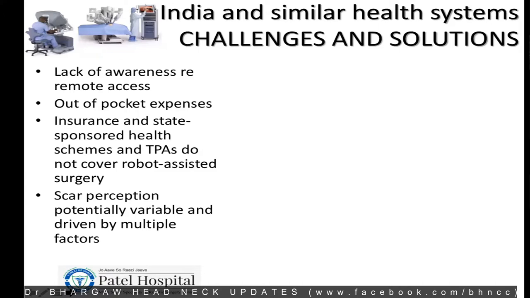So yes, if a 30-year-old female is not getting her thyroid surgery done for a nodule simply because she's concerned about a scar in the neck, and she thinks that we are trading one inferior cosmetic outcome for another, it makes sense to offer remote access to her.